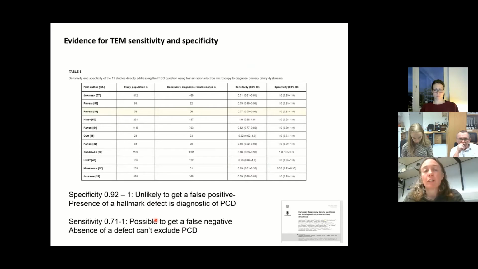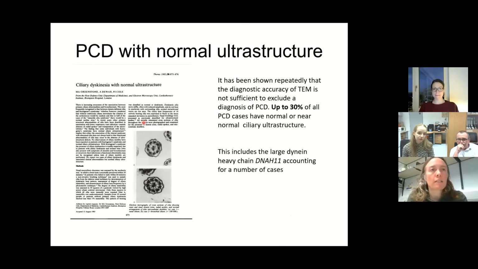So 70% of patients will have normal ultrastructure, but it doesn't mean that PCD is excluded. So you can't exclude PCD using electron microscopy, and that's been known for a very long time. So it was first described, I think, in the early 1980s, that you can have PCD with normal ultrastructure.